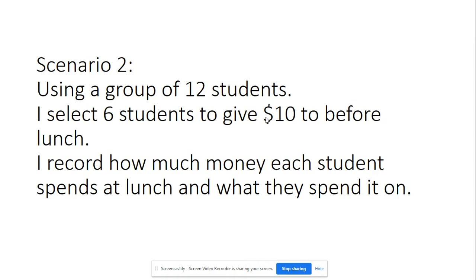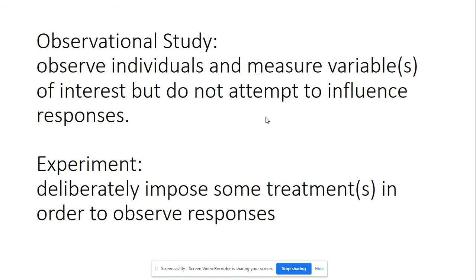12 students and how much money they spend on lunch and what they spend it on. What's different? Giving some of them $10 before and not giving some of them $10. So the difference between these, one of them is an observational study and one of them is an experiment.